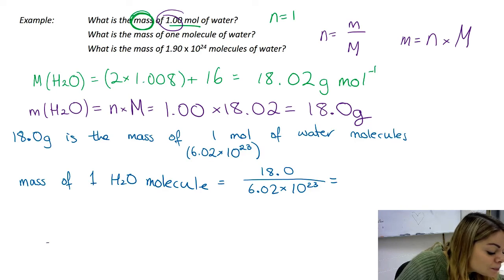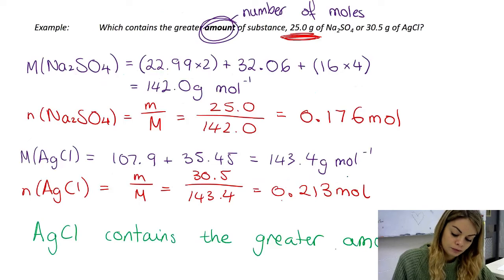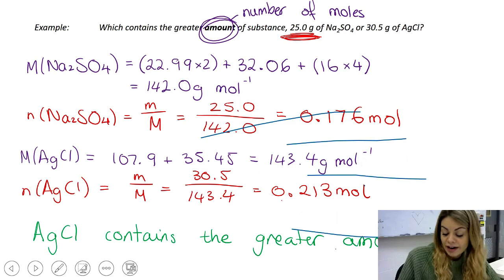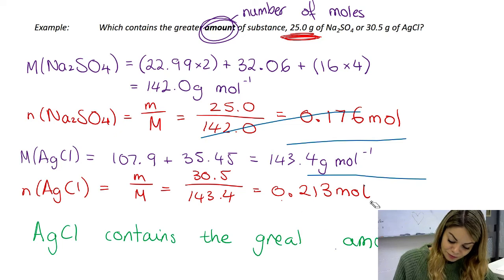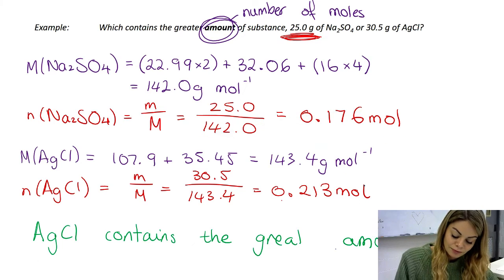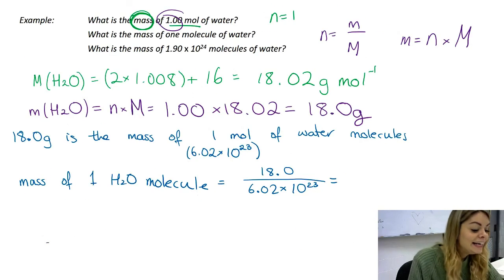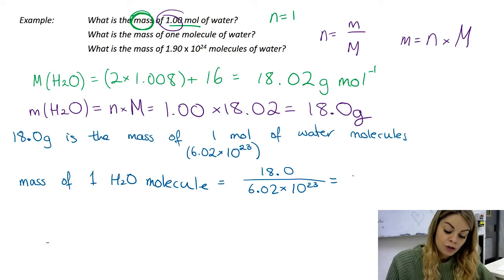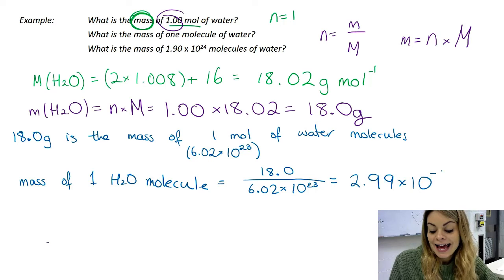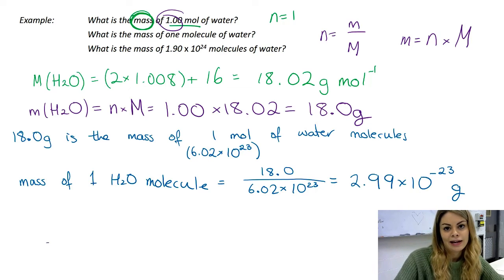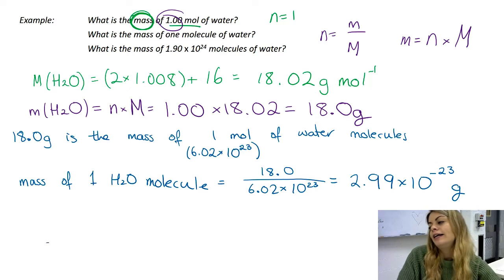It is 2.99 times 10 to the negative 23 grams. You expect to get a times 10 to the negative because it's going to be a tiny, tiny number that's very, very small.